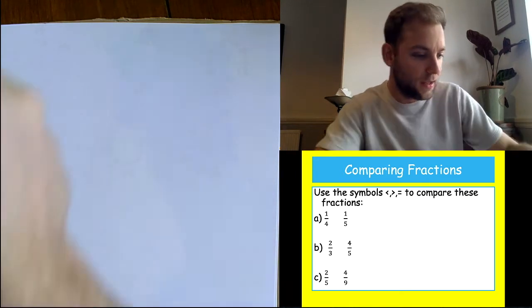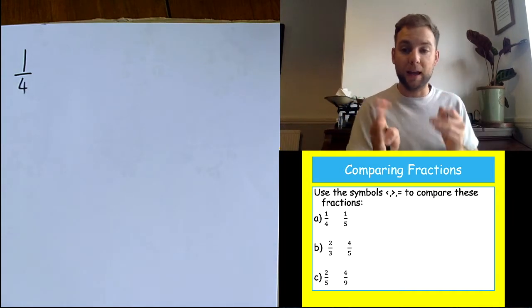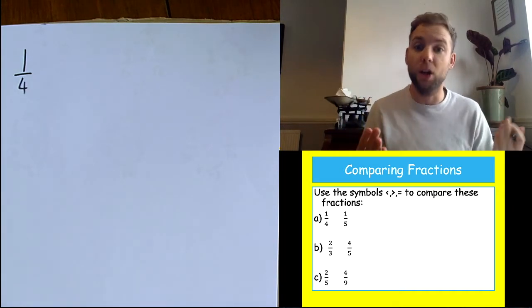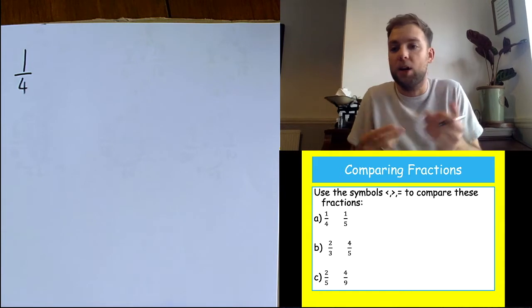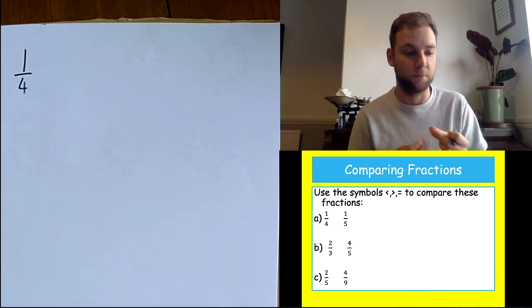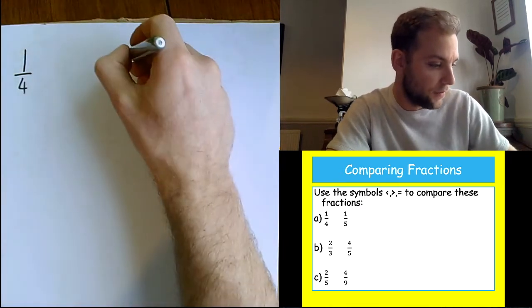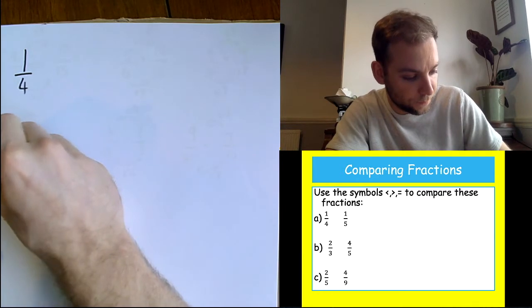So let's have a look at this first one. I've got 1 over 4, and I want to see which one's bigger, a quarter or a fifth. Now you might know this. Some people might just know that a quarter is bigger than a fifth, but I want to prove it. You can't just say a quarter is bigger than a fifth. Okay, so here I've got a quarter, and here I've got 1/5.